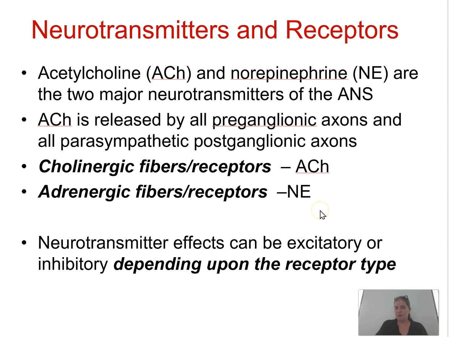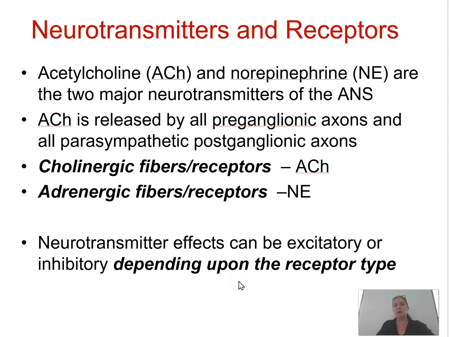release norepinephrine. And so what we have are things called cholinergic fibers and receptors and adrenergic fibers and receptors. A cholinergic fiber is the same thing as a cholinergic axon, or a receptor is one that's going to either release or bind acetylcholine, right? Choline, cholinergic. Adrenergic, think about norepinephrine, are the axons that release norepinephrine or the receptors that bind to norepinephrine. Now, the neurotransmitter effects vary. They can be either excitatory or inhibitory. It depends on the receptor.